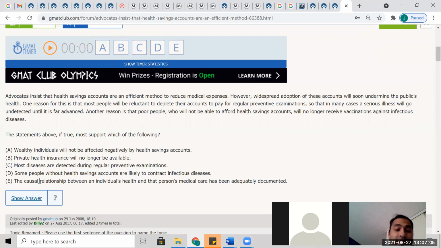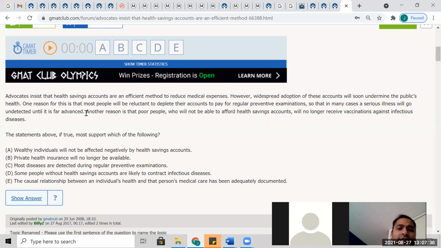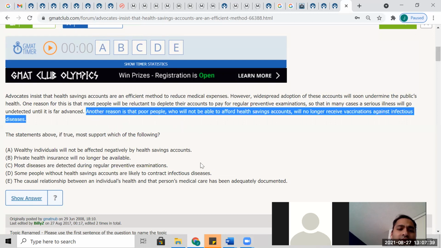E, I think it was just irrelevant. E does not even make sense. Causal relationship between individuals' health. What is the cause of an individual's health? That means health equals medical care has been adequate. That seems irrelevant almost to me, and causal relationship makes it even more dicey. I think this last sentence is what is driving the answer.